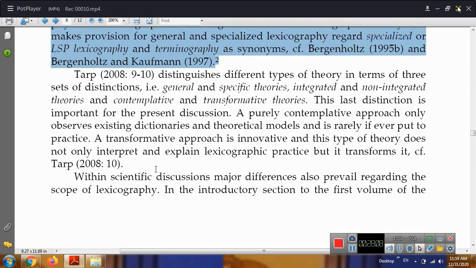Here you can see some distinctions about the different types of theory in terms of three sets of distinctions: general and specific theories, integrated and non-integrated theories, contemplative and transformative theories. This last distinction, between contemplative and transformative, is important for the present discussion. A purely contemplative approach only observes existing dictionaries and theoretical models and is rarely, if ever, put into practice. A transformative approach is innovative, and this type of theory doesn't only interpret and explain lexicographic practice, but it transforms it.